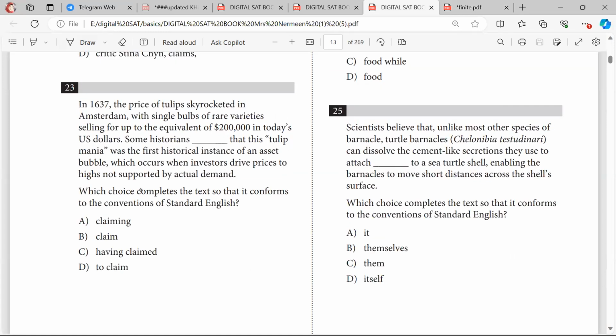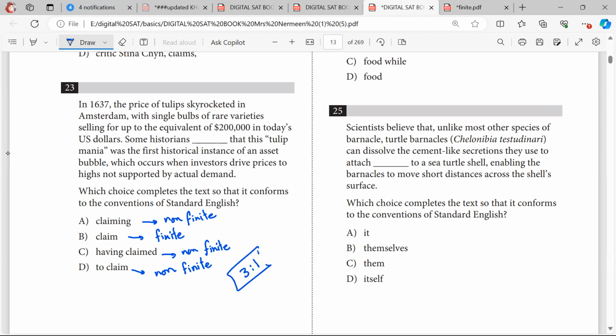Here I have claiming, that's non-finite. Claim is finite. It can give a tense, it can act as a main verb, and it can change its form according to the subject. This one is non-finite too. And this one is an infinitive, which is also non-finite. So we have this pattern of 3 to 1.